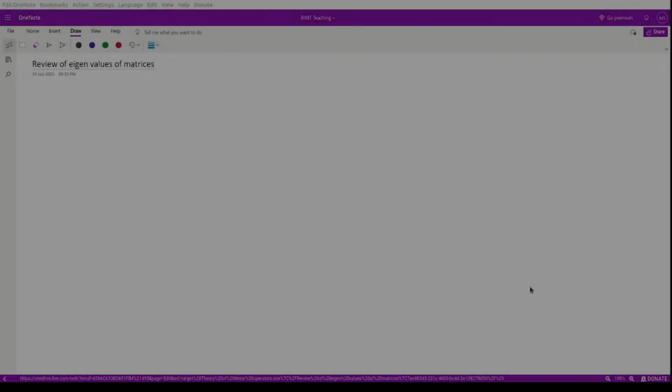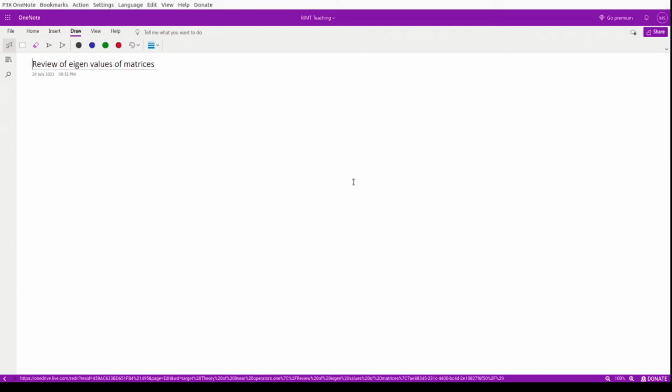So today we shall be looking at the eigenvalues of a matrix, which we already know. So let's review these topics. What are the eigenvalues of these matrices? How can we calculate these? So let me define that.